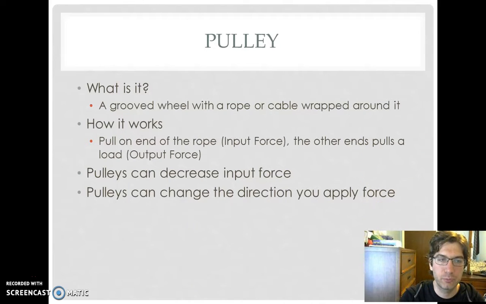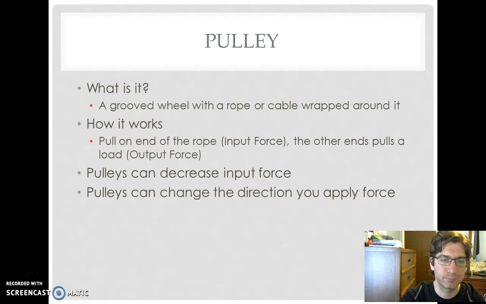Our last simple machine is a pulley. A pulley is basically just a grooved wheel with a rope or cable wrapped around it. Pulleys are unique in our simple machines because they're really used to change direction. This is really the one machine that changes direction.